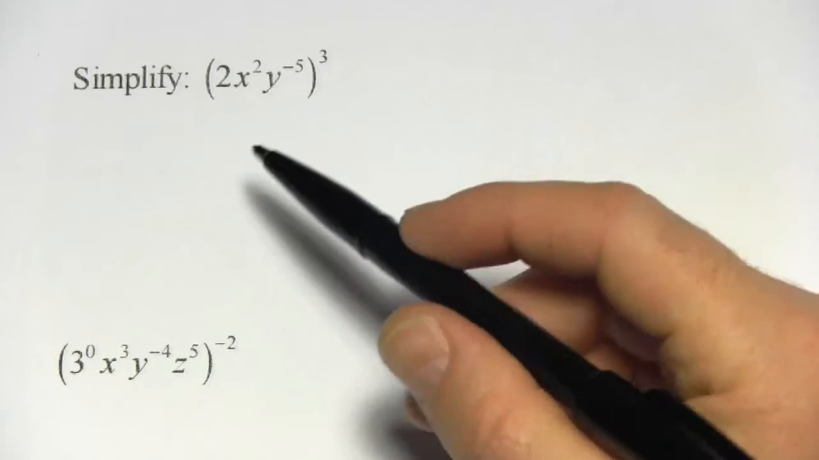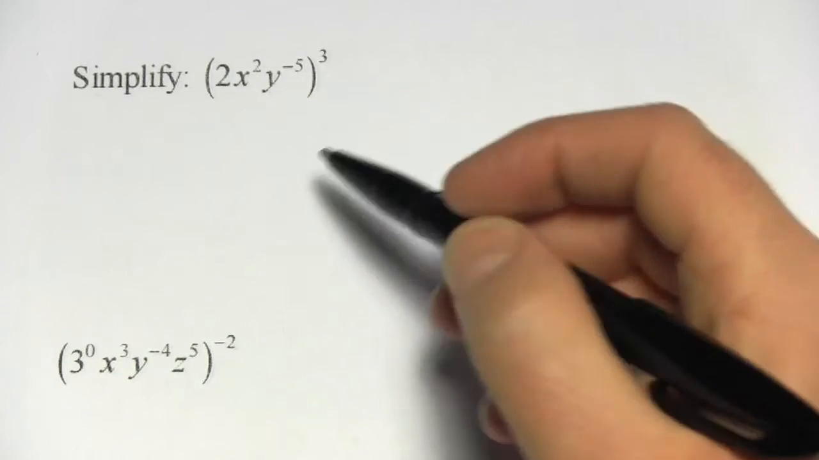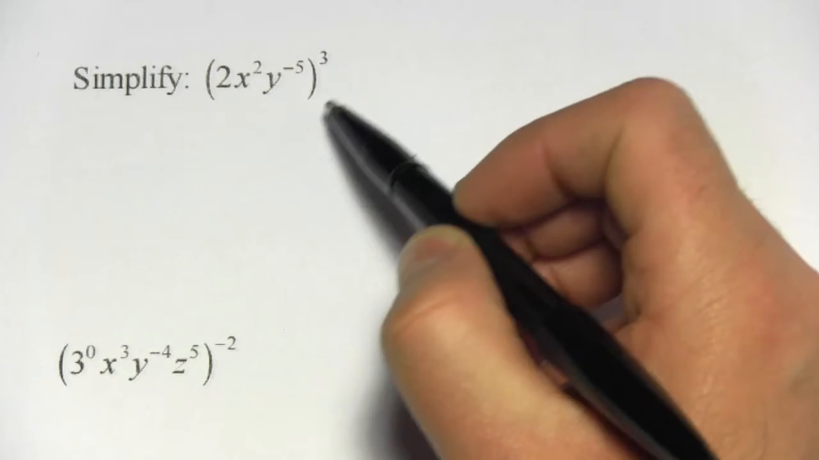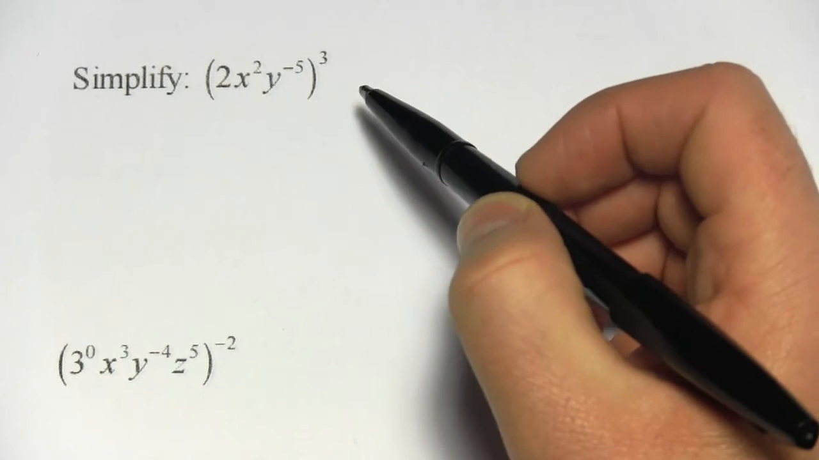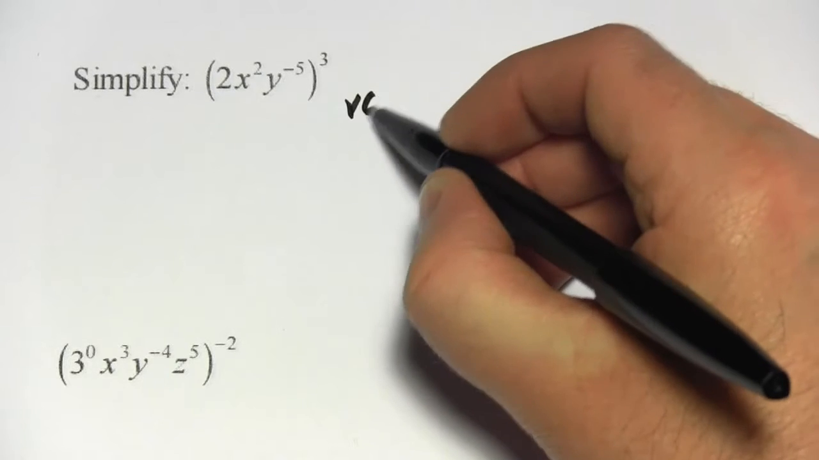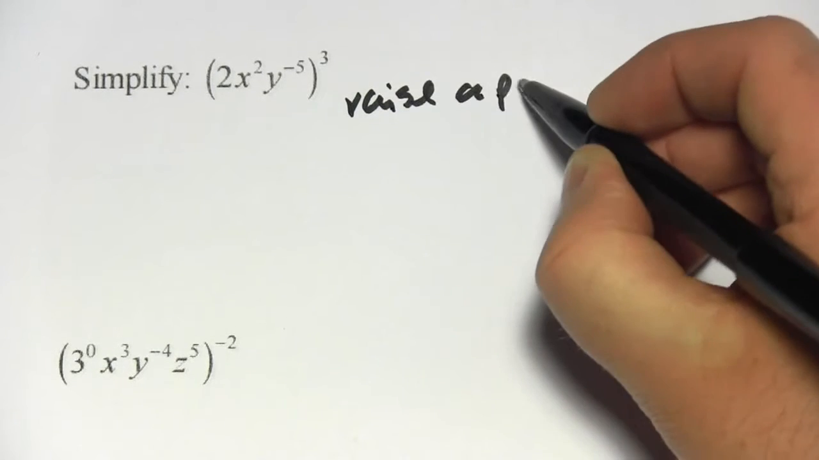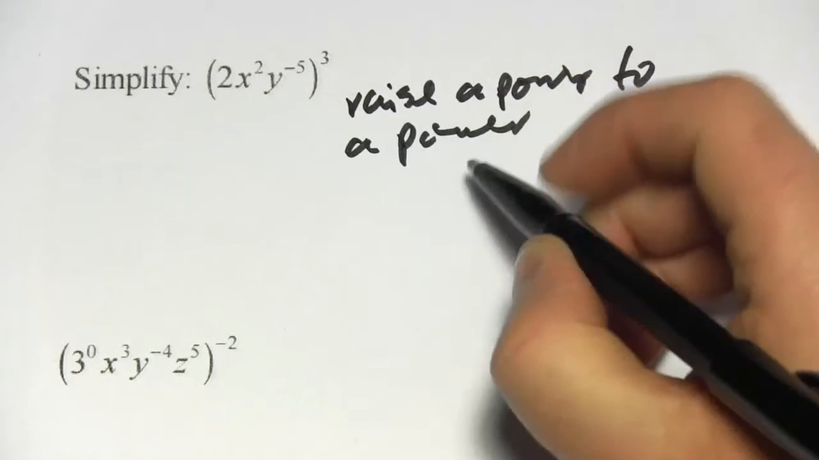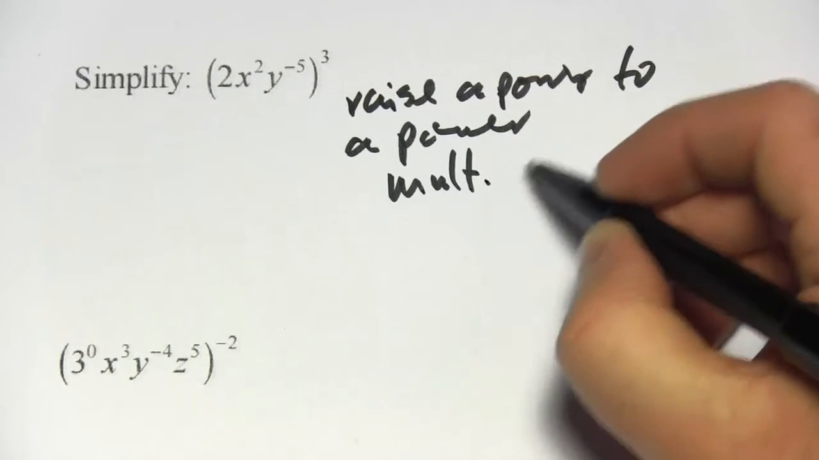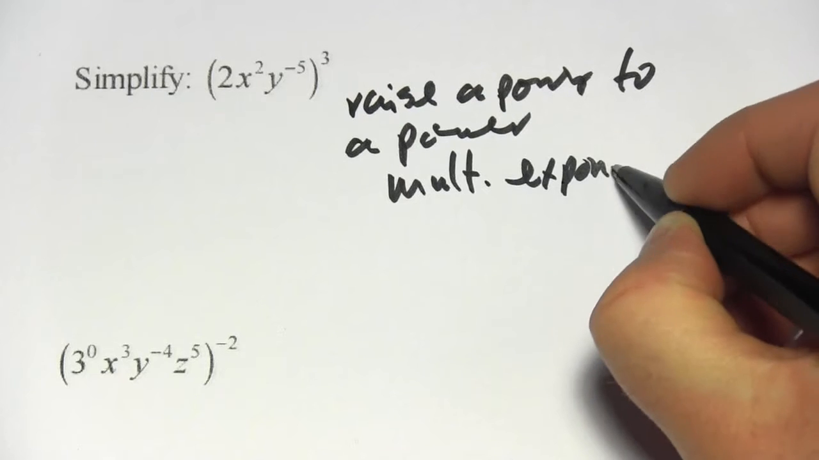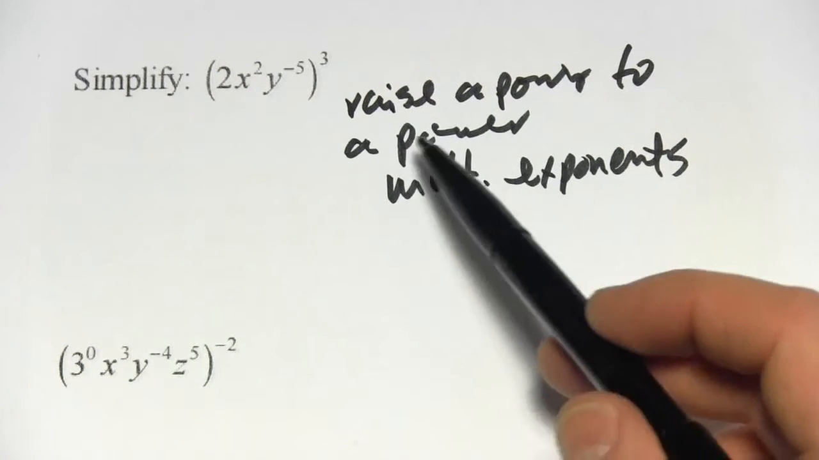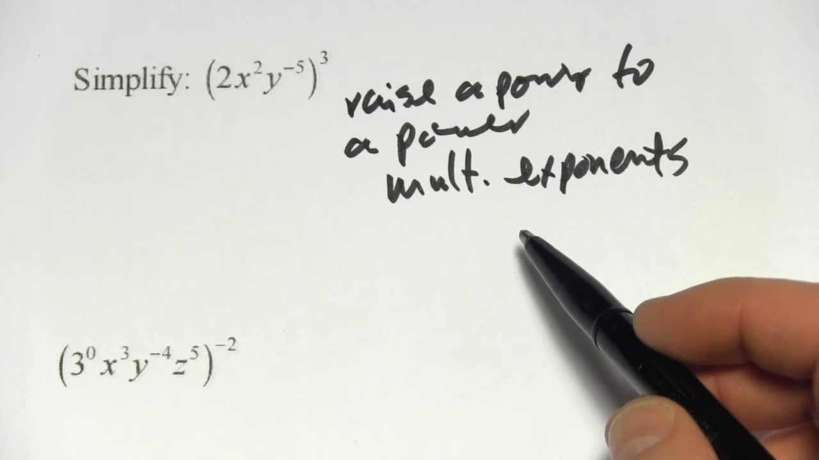In these problems, we're raising powers to powers. So we've got some expressions with terms with exponents on them, and then we're raising them to another exponent. So when you raise a power to a power, you multiply exponents. When we multiplied, we added the exponents. When you raise a power to a power, you multiply the exponents.